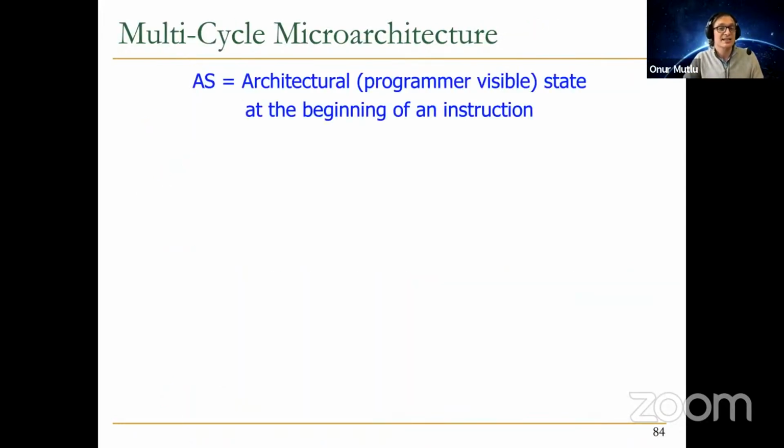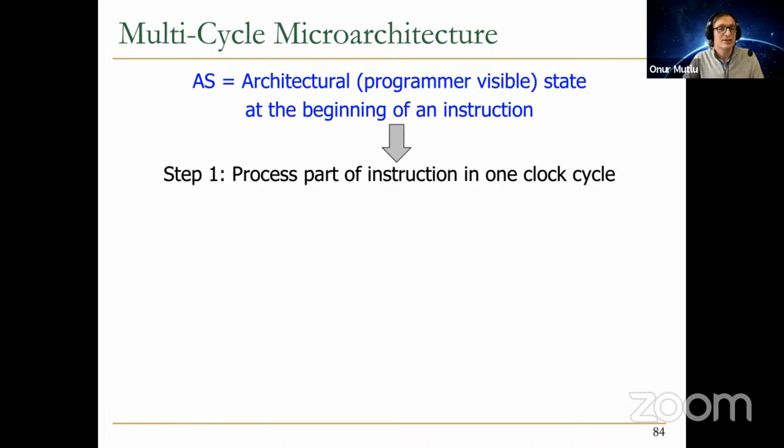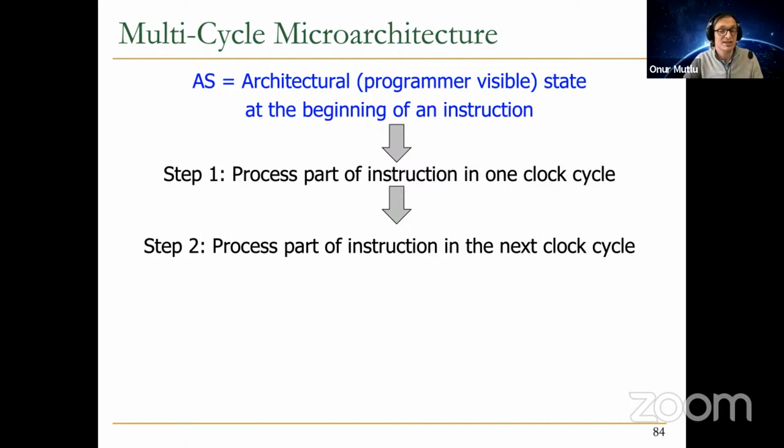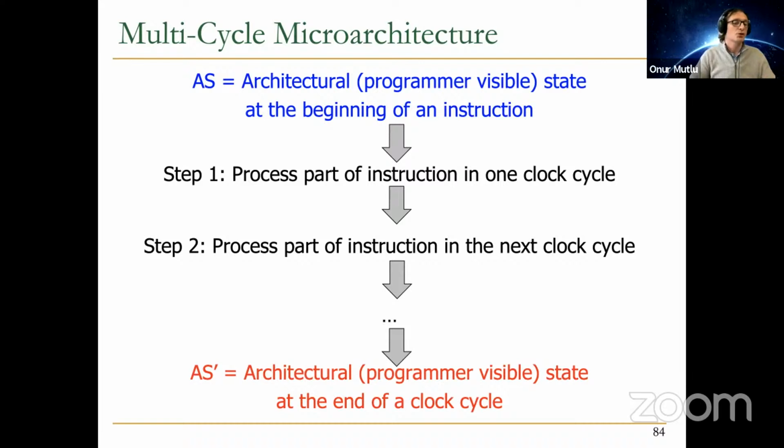You have an architectural state at the beginning of an instruction. You process part of an instruction in one clock cycle, and then process part of the instruction in the next clock cycle, and then keep doing this. And then eventually, you produce architectural state prime at the end of a clock cycle. It's beautiful because you can have a finite state machine that defines how you do it for every single instruction, as we will see later. And that finite state machine dictates instruction execution.